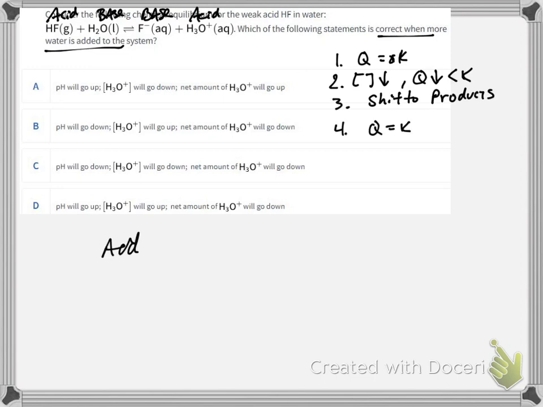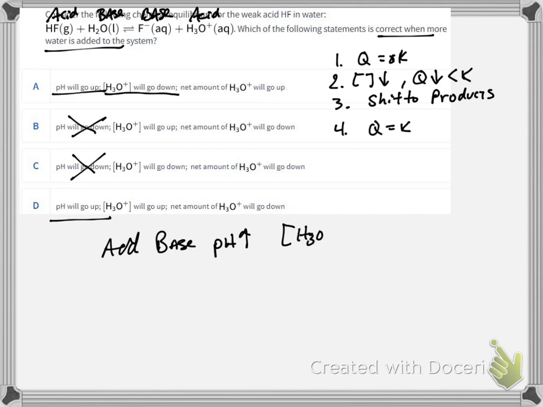So the story is Q equals K, step 1. Step 2, you just made all concentrations go down by adding water. So Q goes down since Q is proportional to concentrations. Shift to products. And then by shifting, you reestablish equilibrium. So that's our story. And then we say, well, how do we integrate that into one of these answers? Well, since we added a base, pH has to go up. So that already gives us A and D. pH went up, you added a base. Water is functioning as a base here. Next, H3O plus goes down because of dilution.